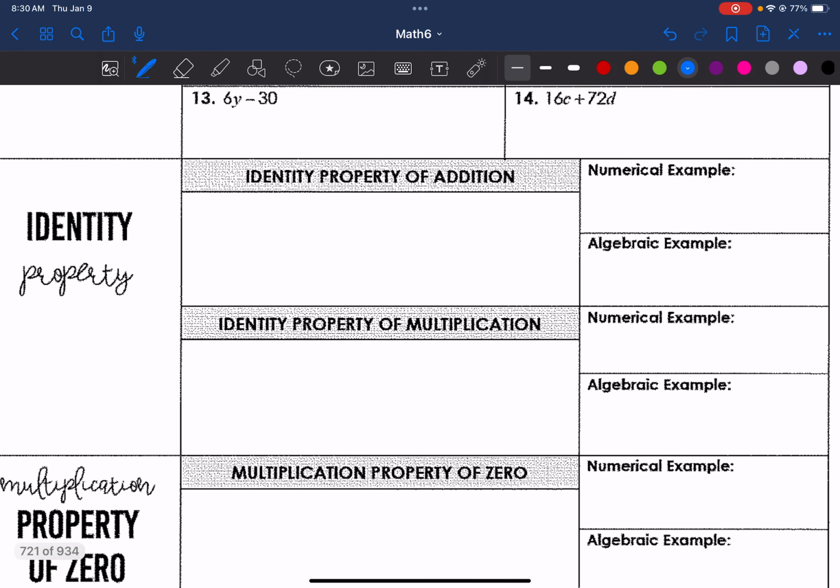If I have 3, I want to add it to another number. What do you think I can add it to so the value of it doesn't change and I still get 3? If you thought of 0, that's perfect, because the identity property of addition is when we have the sum of 0 and a number is itself.